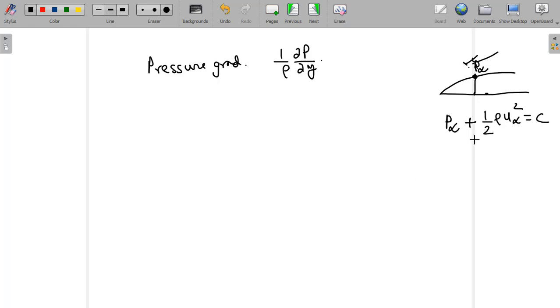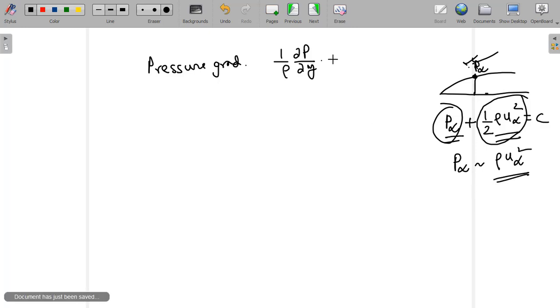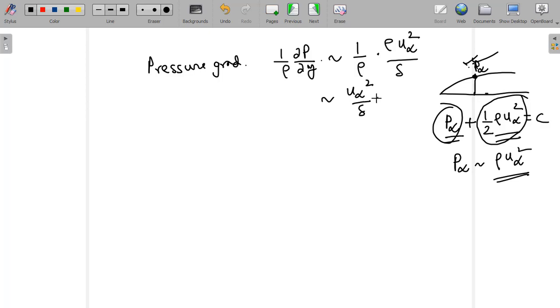Okay, that means basically P infinity and half rho u infinity square are of similar order of magnitude, that is why they are added and they are there in the equation. So P infinity's order of magnitude is basically rho u infinity square. You need not consider this half, that is not going to change the order of magnitude. So the order of magnitude of this term is 1 by rho into rho u infinity square, divided by the order of magnitude of y, which is delta. So the order of magnitude of the pressure gradient term is u infinity square divided by delta.